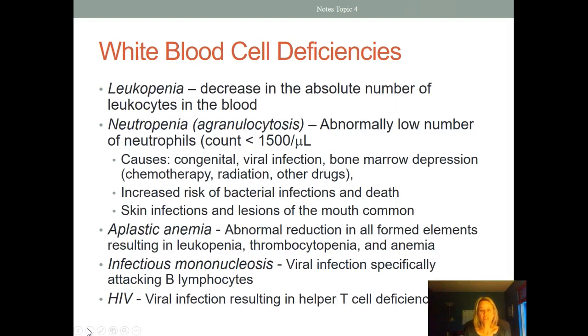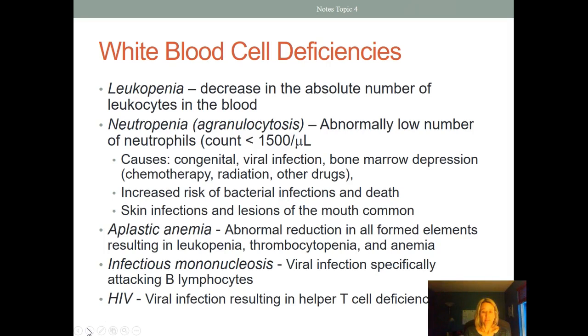Okay, white blood cell deficiencies. Leukopenia refers to a decrease in the absolute number of leukocytes in the blood. Neutropenia, also called agranulocytosis, because the neutrophils are the most numerous of the granulocytes. In fact, they're the most numerous of all the white blood cells. So if these are low, less than 1,500 per microliter, this is called agranulocytosis. This can be caused congenitally, due to a viral infection, bone marrow depression due to chemotherapy, radiation, or other drugs such as benzene.